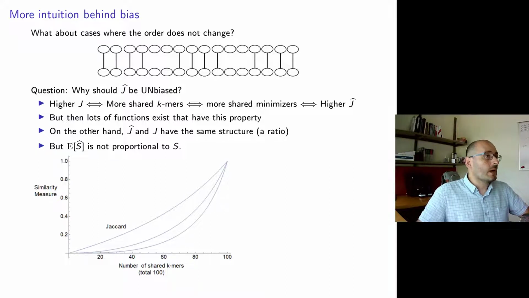Now you might ask, well, these aren't just some functions out of thin air. They actually have a very similar structure. They're this ratio. And that's true, except the number of shared minimizers is not necessarily proportional to the number of shared k-mers. And this is what we'll find. So basically the intuition of why J hat should be unbiased breaks down when we think about all these other functions that could also share this property with the true Jaccard.